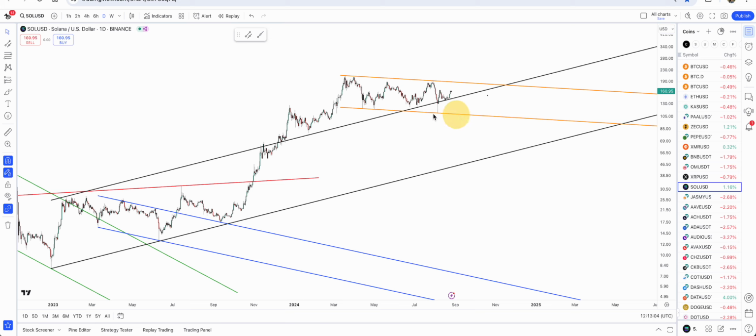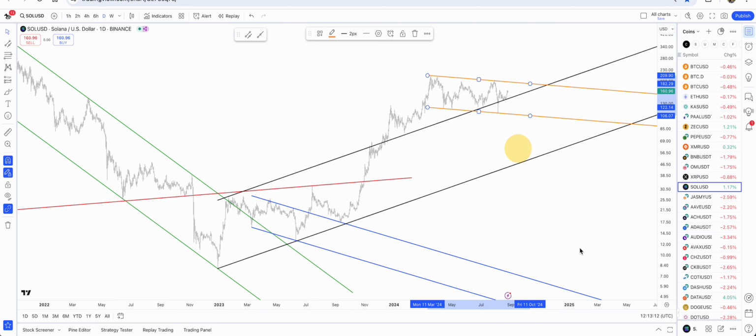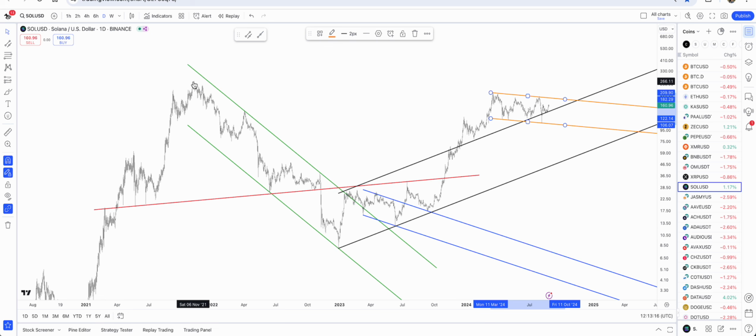And you can see here, this giant bull flag would be broken at 190, around 195, and then it is going to target new all-time highs, back to somewhere around 260 and possibly much higher.